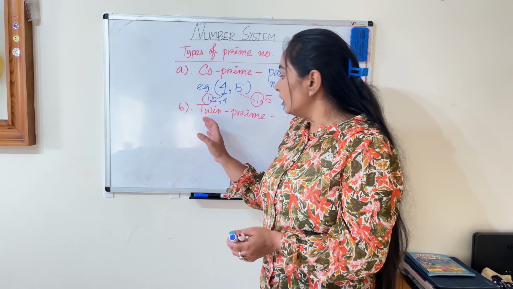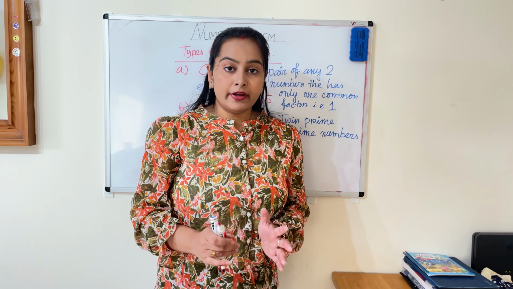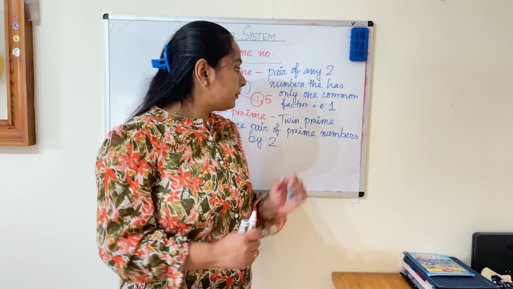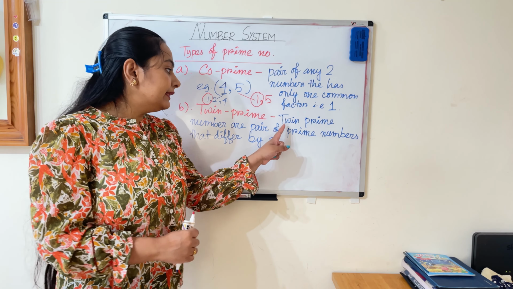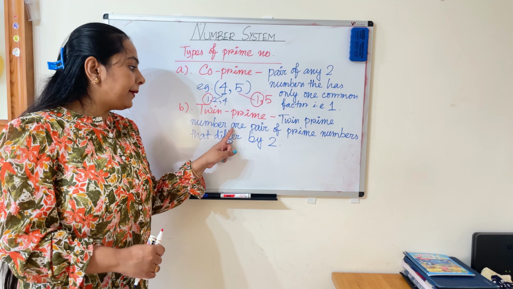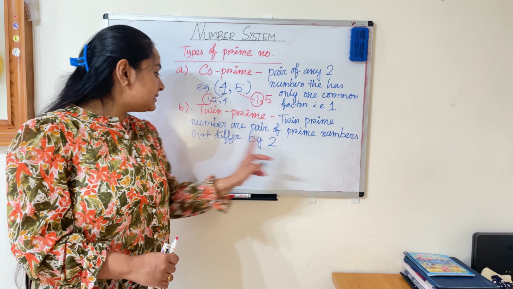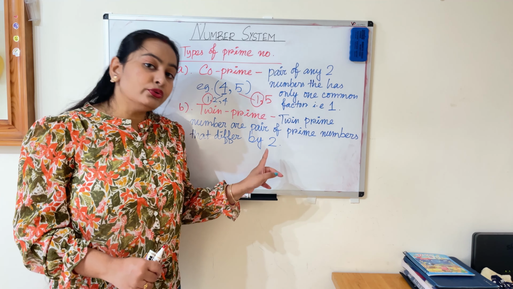Let's talk about the twin prime number. So I have written the definition of twin prime number. What I have written there is that twin prime numbers are pairs of prime numbers that differ by 2.